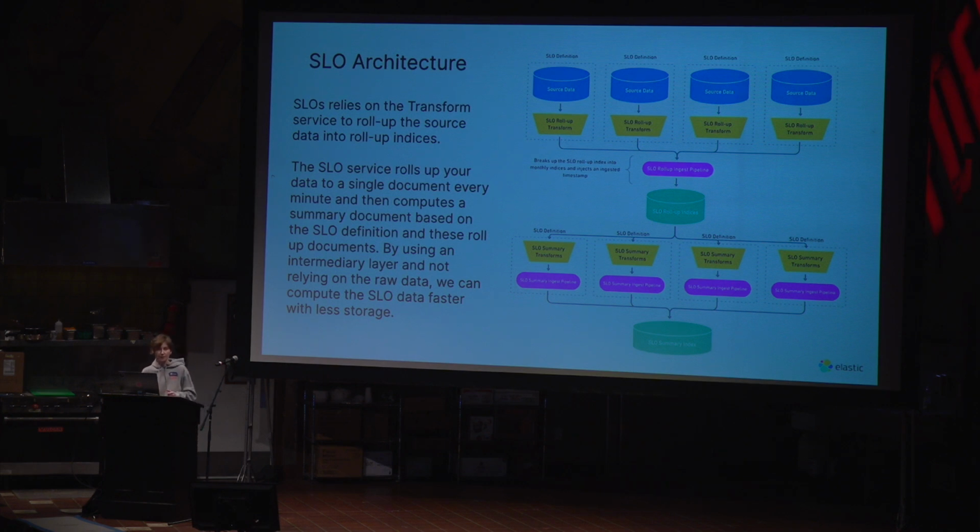Because we are using this intermediate layer and we are not relying on the raw data, we can compute the SLO data faster with less storage. So this type of architecture really blends with the use case we have at Elastic, being that we deal with a lot of cloud providers and multiple regions. So it's really important to understand a bit more how this is structured.